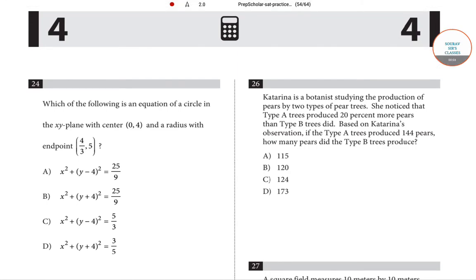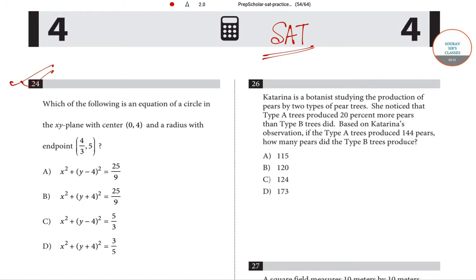In today's video, we will be solving a few questions from the model question paper of SAT examination. And these questions are from section 4 of the model question paper of SAT. First, we will solve question number 24. Question number 24 is a problem of geometry.